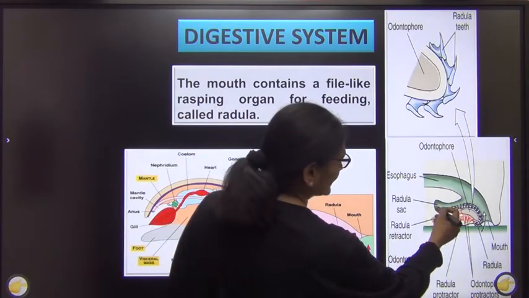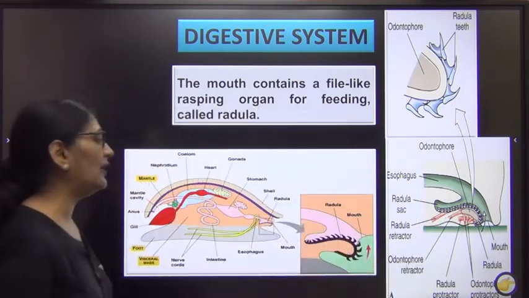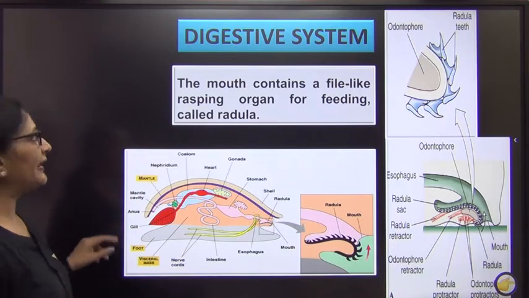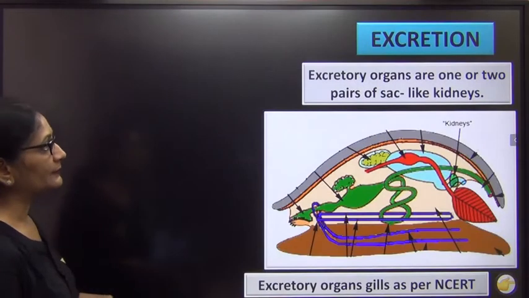So you can see here, this is the mouth. The mouth contains radula, and the radula is an organ of feeding. It is a rasping organ.